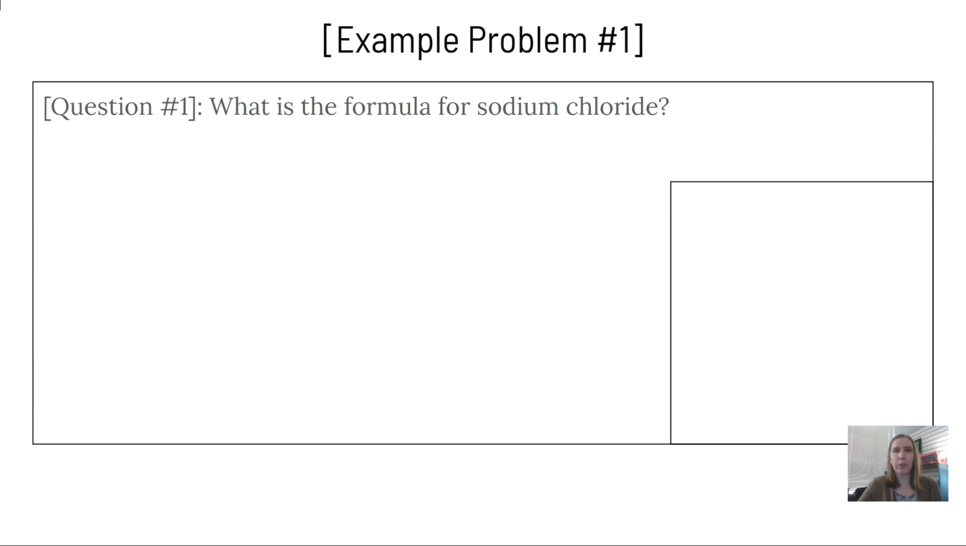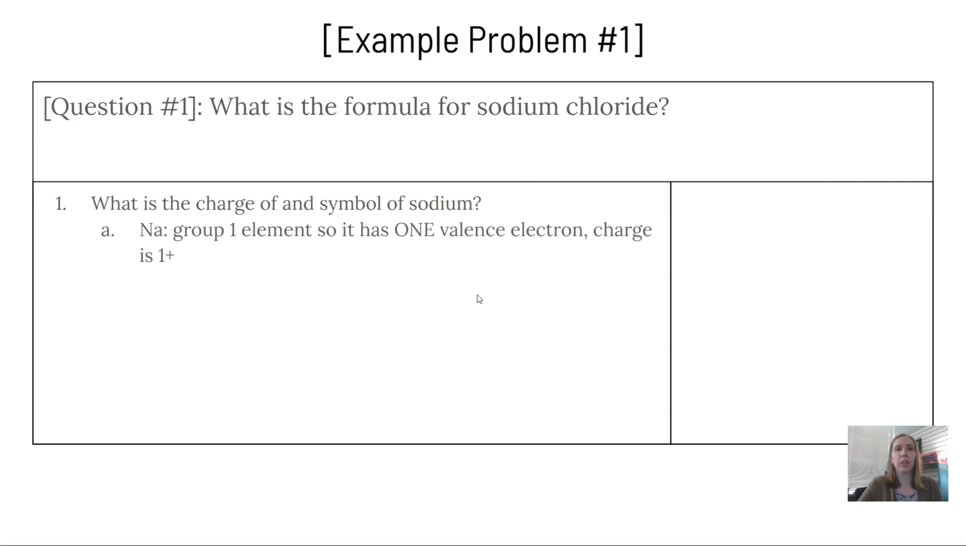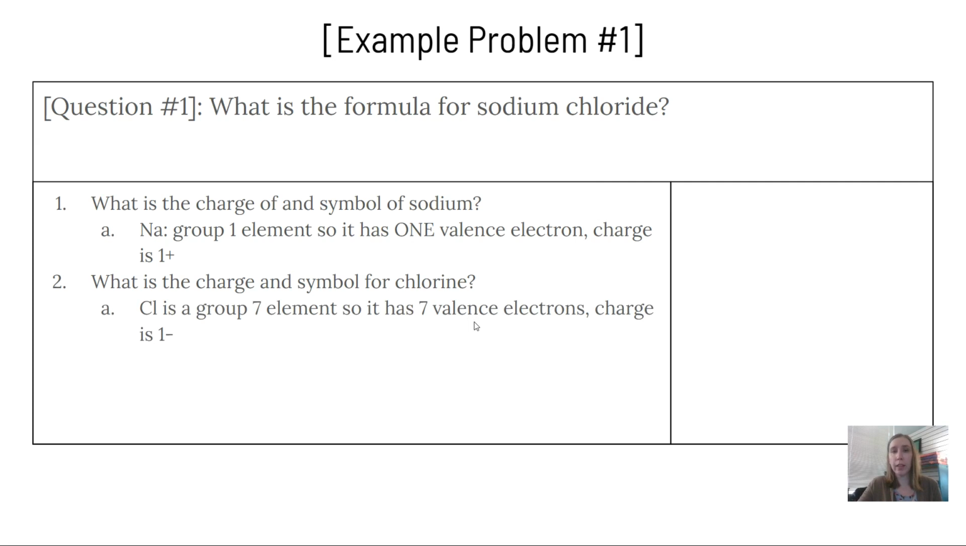So what's the formula for sodium chloride? And I could give you these problems either way. I could give you the formula or give you the name and ask for the other. So what is the charge and symbol of sodium? Sodium is a group 1 element, so it has one valence electron, and the charge would be +1. It's going to give away that one electron, so it can have a full octet. What's the charge and symbol for chlorine? Chlorine is a group 7 element, so it has 7 valence electrons. It wants one more electron to get to 8, so its charge is 1- because it would gain an electron.